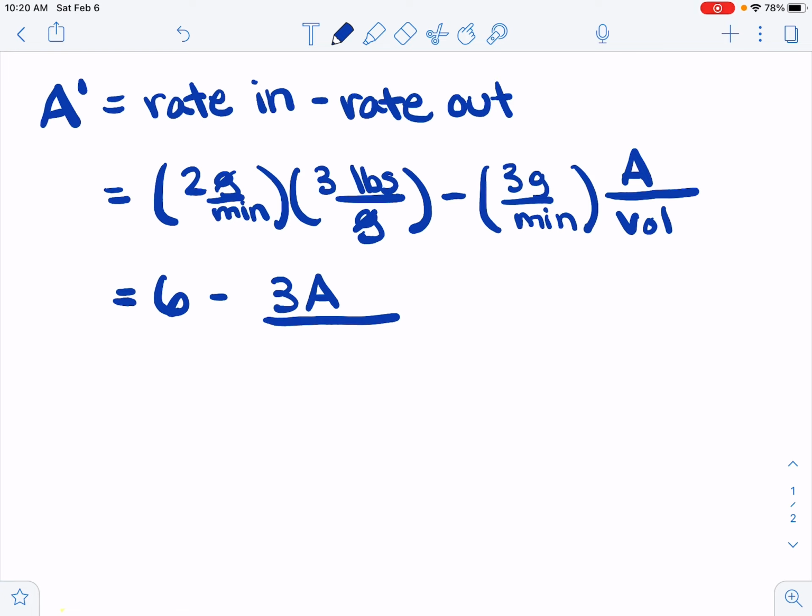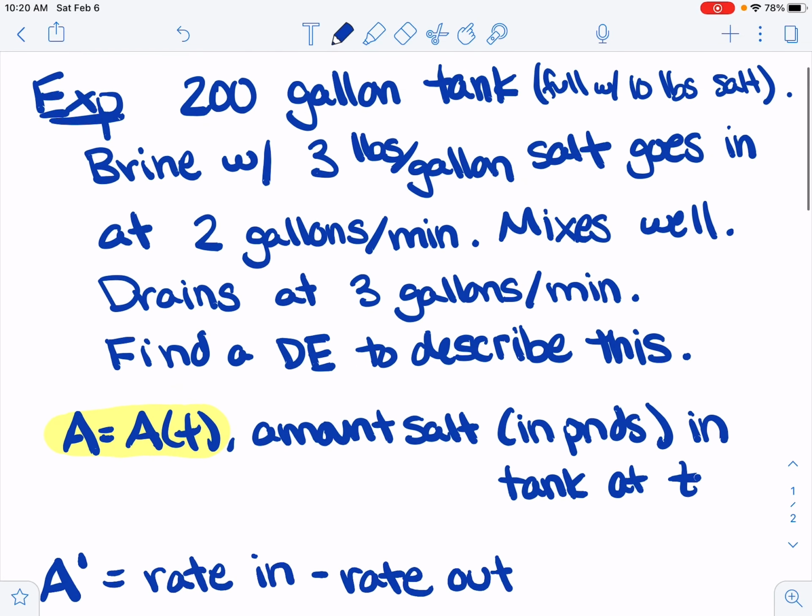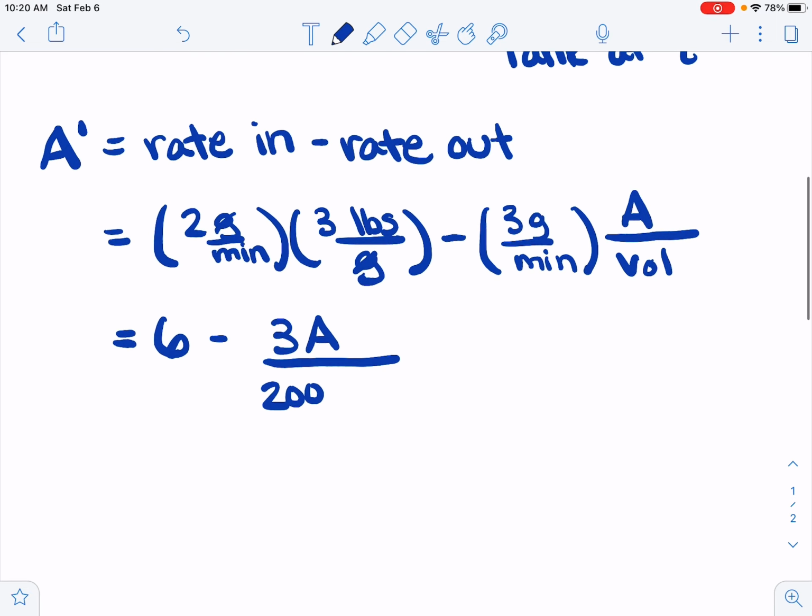The volume of liquid in the tank, well, it starts with 200 gallons. And then we have 2 gallons per minute coming in and 3 gallons per minute coming out. That means we're losing a net of 1 gallon per minute. So the volume is not 200, but 200 minus 1 times t.